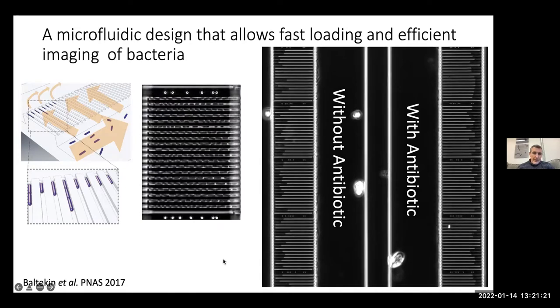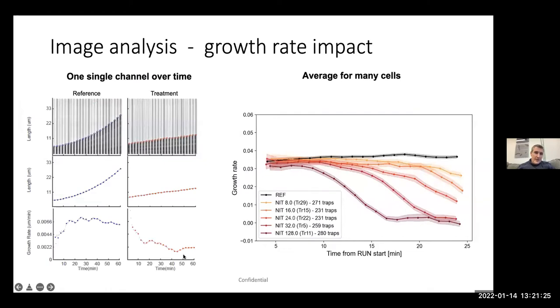And when we quantify how fast this is, okay, so now you look at an individual one of these traps for the bacteria over time. And this is the reference channel. You see that we start with one E. coli cell in this case. It grows. This is over 60 minutes, so it kind of divides somewhere here. And you get multiple cells. It grows exponentially if you look at the length extension.